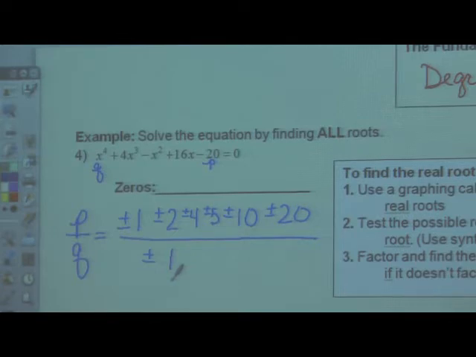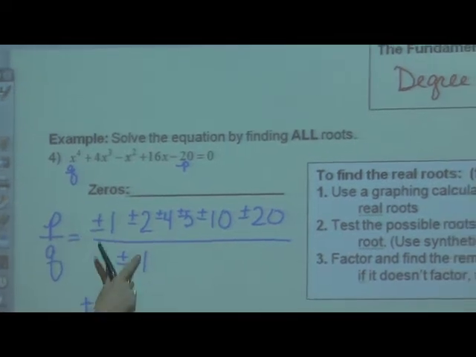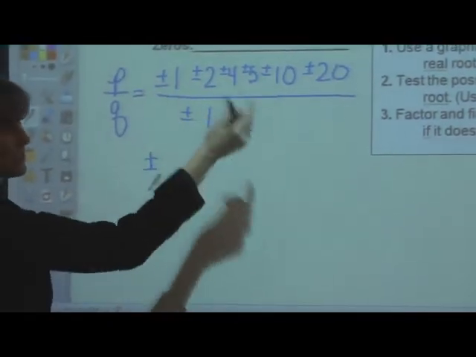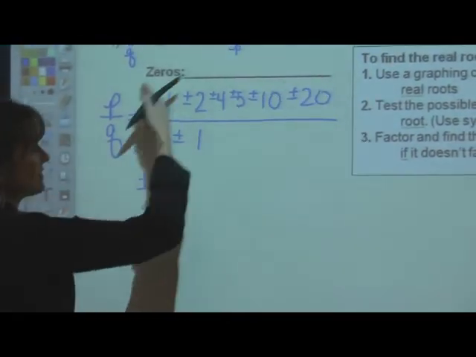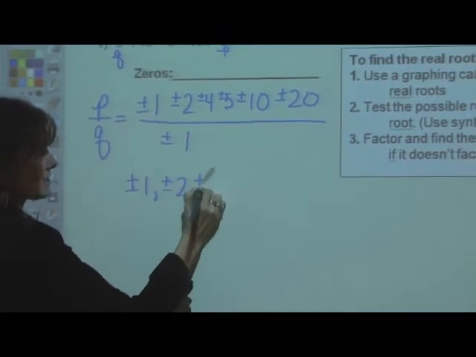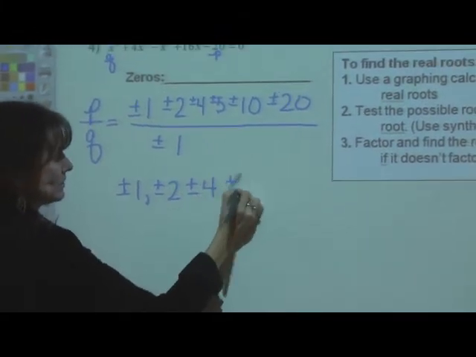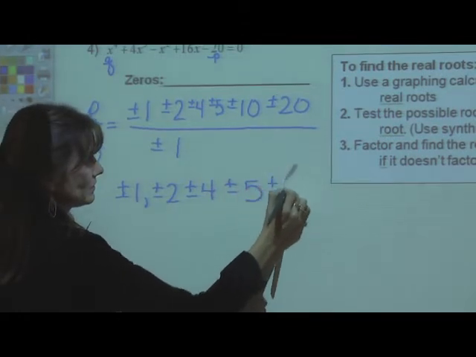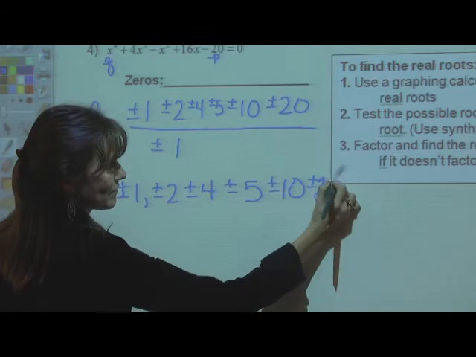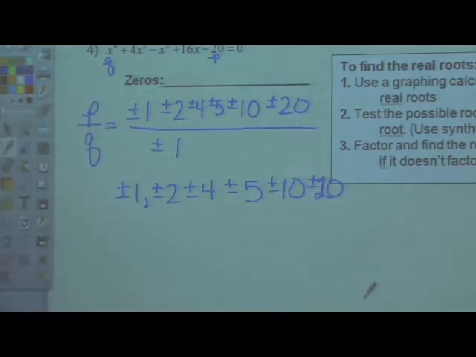So the possible roots of this equation are 1 over 1, 2 over 1, 4 over 1, 5 over 1, 10 over 1, 20 over 1, and of course it's plus or minus. So everything that you see up here are my possible numbers that I need to try. How do I check them? Synthetic division.